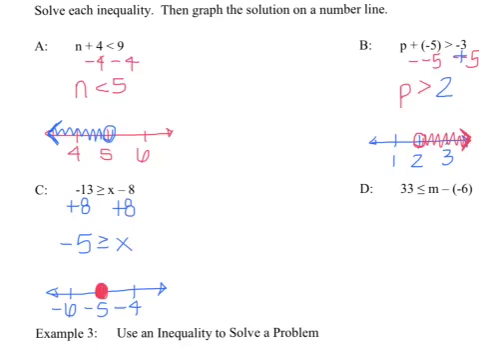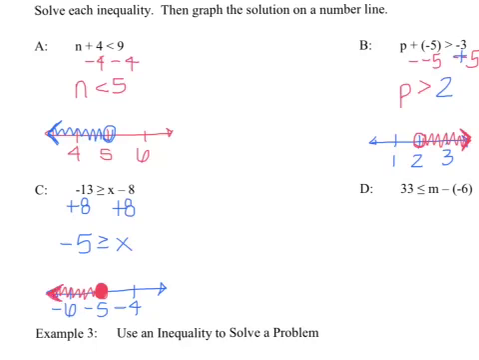And then this one's written backwards, so be careful which way you shade. You can't just follow the arrow. Negative 5 is greater than x. So that means that x is less than negative 5. So it's all of these numbers over here. Everything smaller than negative 5.